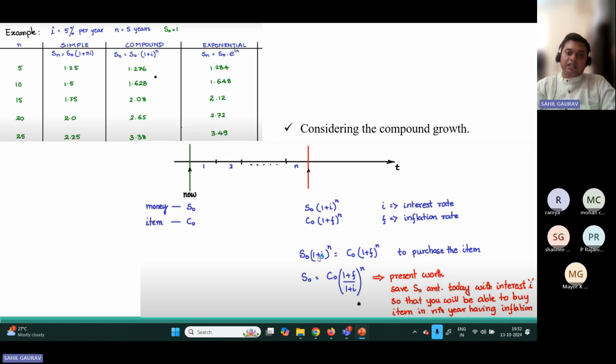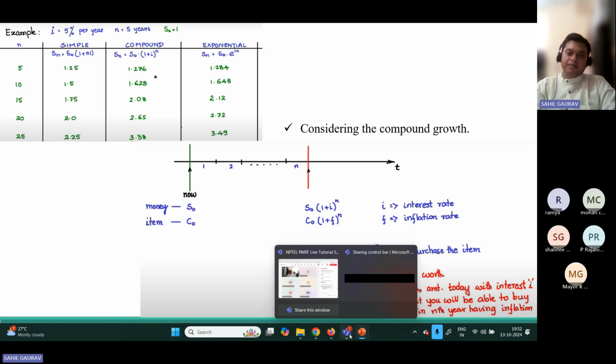So if you just equate these things, then you will get C naught into 1 plus F upon 1 plus I upon n. So it is the present worth. So you have to save S naught amount today with interest I, so that you will be able to buy the item in the nth year having this inflation F.